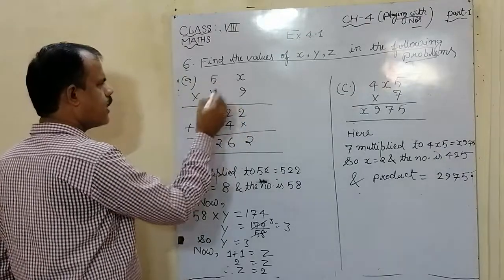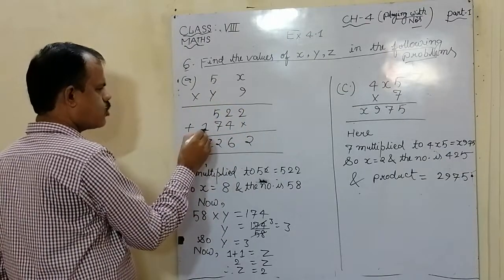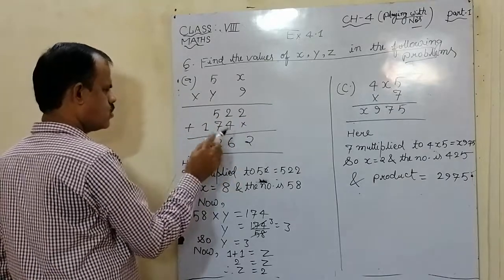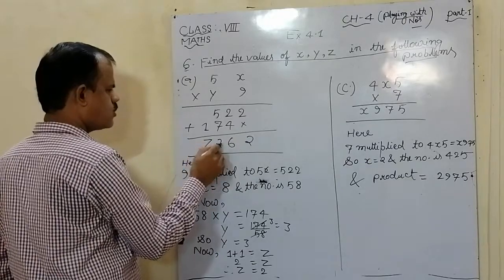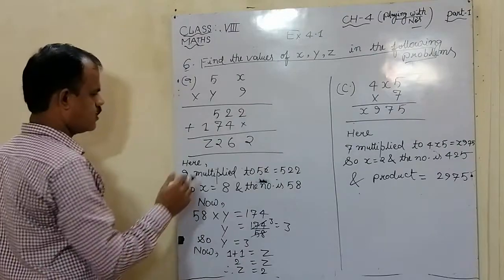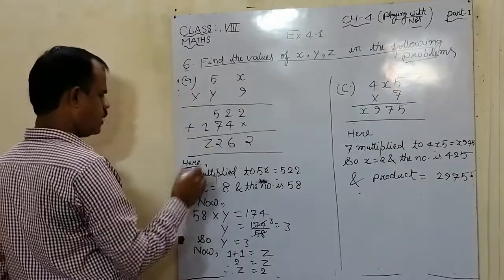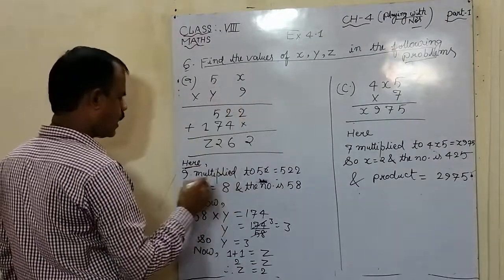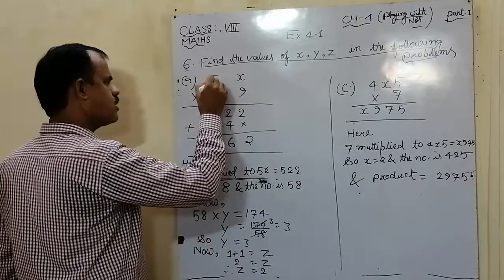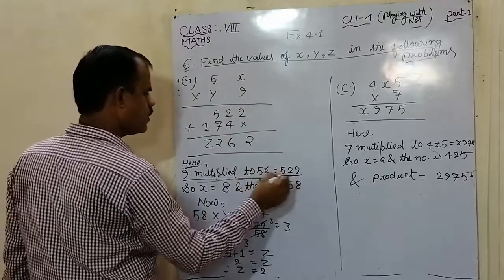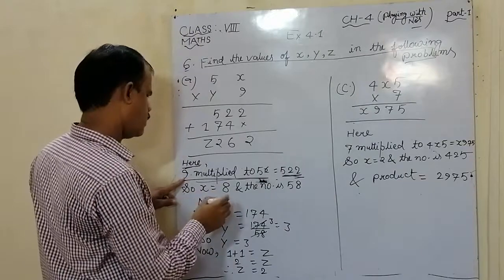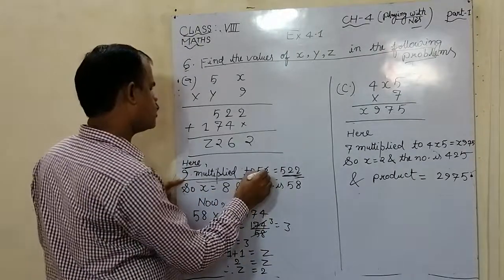When we multiply 5x by y, the product is 174. And when we add these numbers, it becomes z262. So we have to find the value of x, y and z. Student, look here. When we multiply 9 into this number 5x, the answer is 522. So obviously you can see here, we can put the value of it.